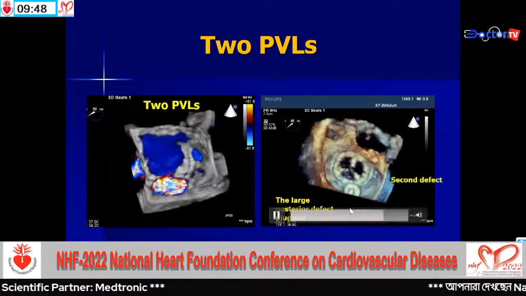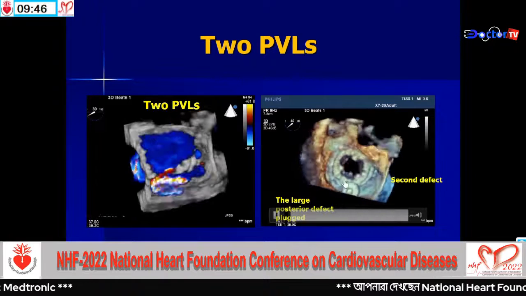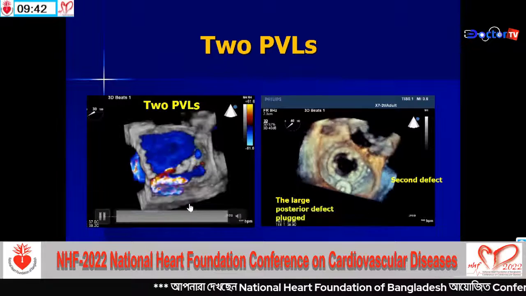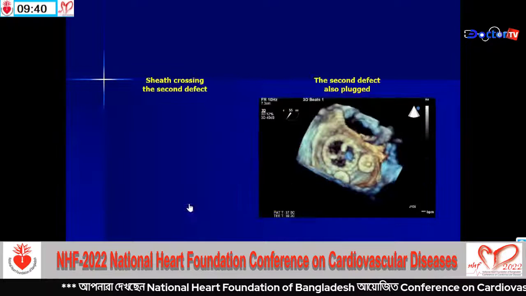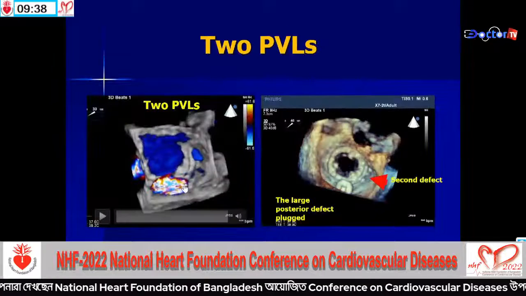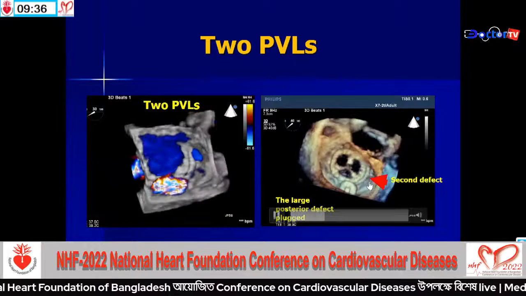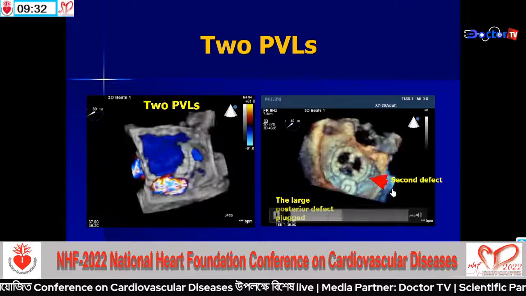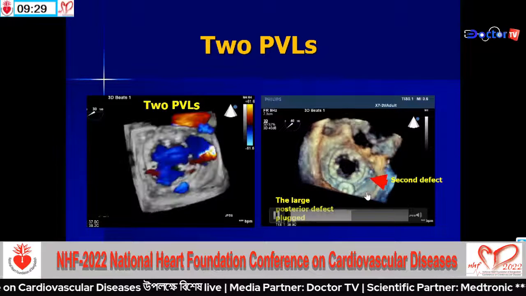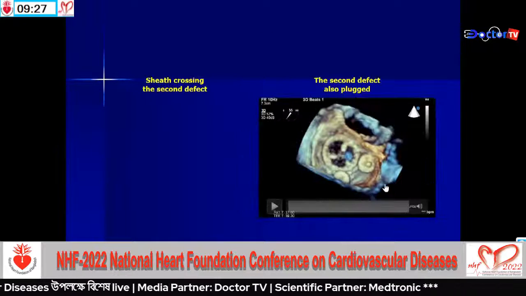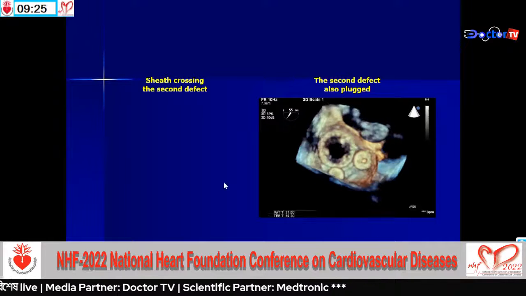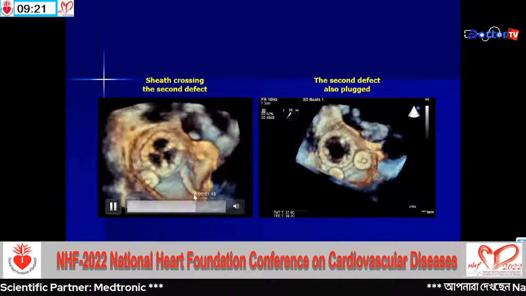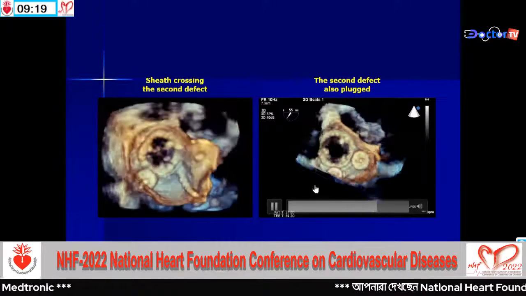And you see the large posterior defect was plugged. You can see the plug here. And the second defect was this side. So you see the second defect was also closed, this is the cannula being passed, and the second defect is also being closed. And this is the second defect which was closed. And you see, this is the cannula. How beautifully you see the cannula and the plugging device in both of these situations.